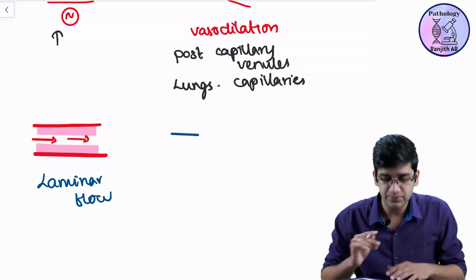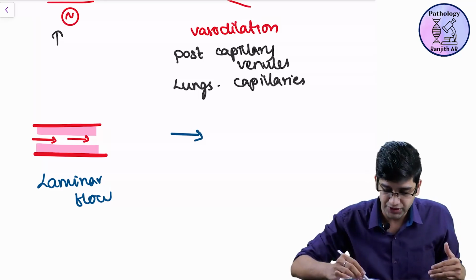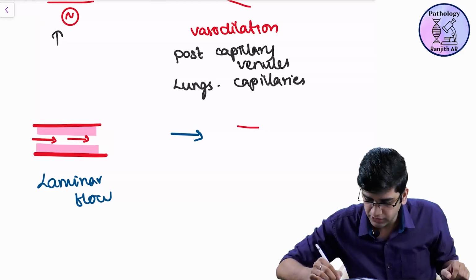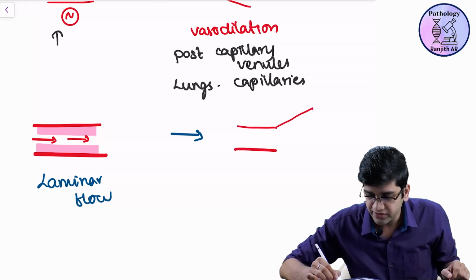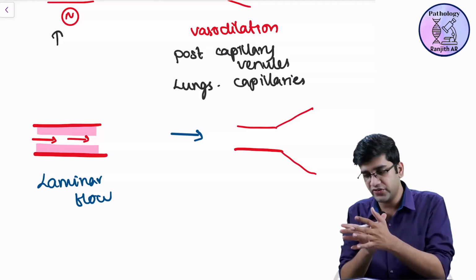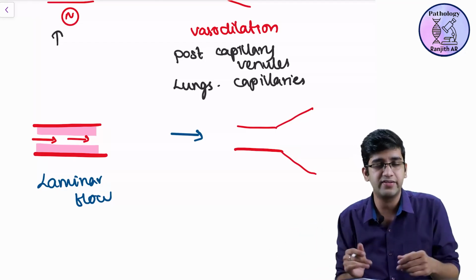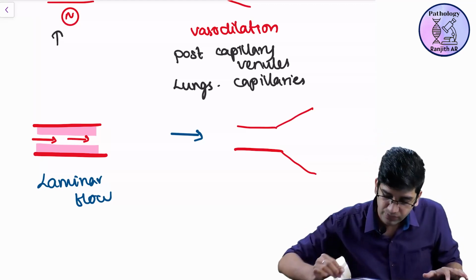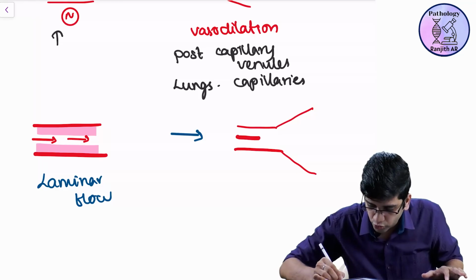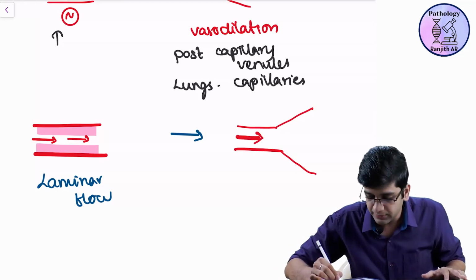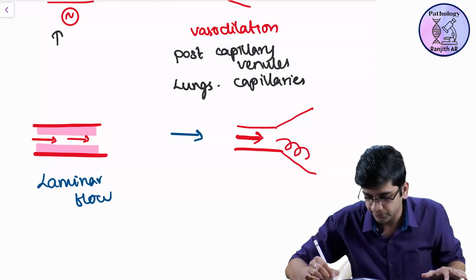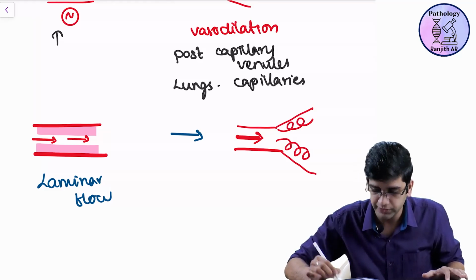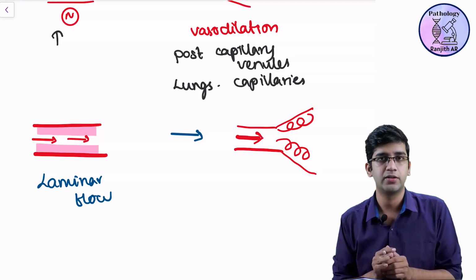But when the vessel becomes dilated, when there's a vasodilatation, obviously it's going to become turbulent, right? If you've been river rafting, whenever the river bifurcates, divides, there'll be a turbulence, right? Same thing happens here. My blood was initially going normal, smooth, no problem at all. When it comes here, it's going to become turbulent.